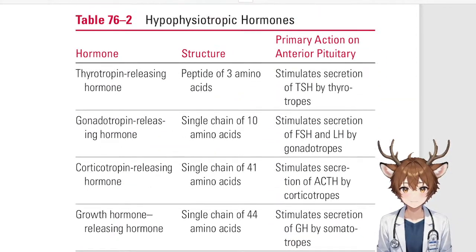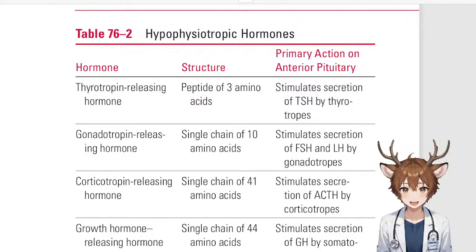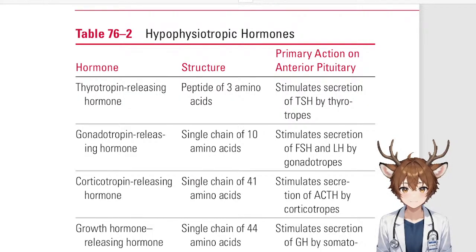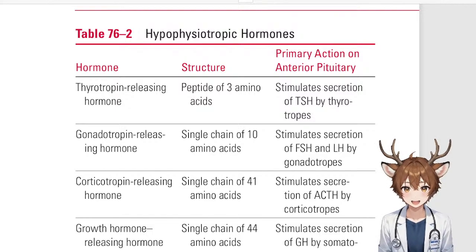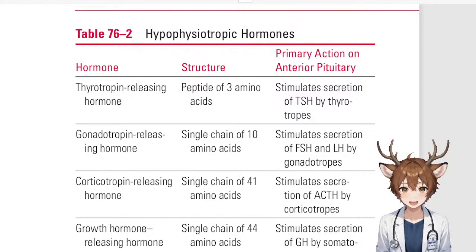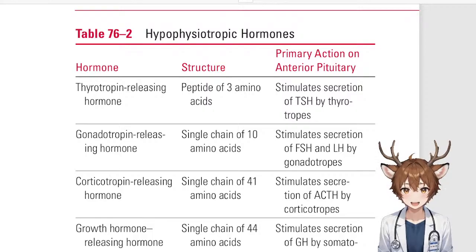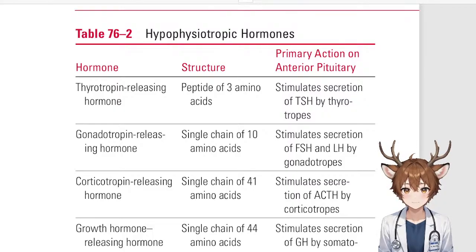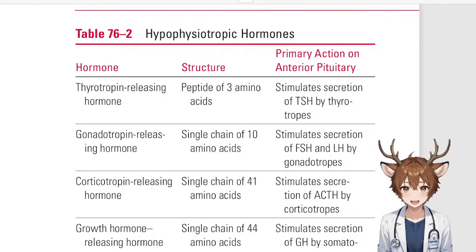Okay. Now, let me go read through this right now. So here's Table 76.2, hypophysiotropic hormones. They're talking about, I think, hormones of the hypothalamus. So thyrotropin-releasing hormone, or TRH. It's a peptide of 3 amino acids. Fair enough. What does it do? It stimulates secretion of TSH by thyrotropes. True. So basically, TRH goes to the thyrotrope and encourages TSH production.